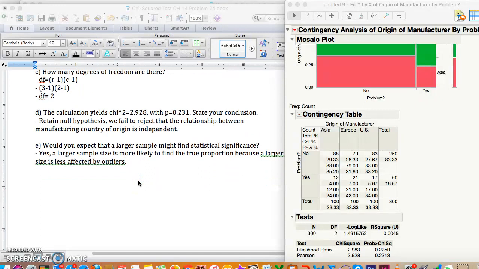So basically, the evidence points toward the null being true instead of the alternative. And would you expect a larger sample might find more statistical significance? Yes, because a larger sample size is more likely to find the true proportion, because a larger sample size is less affected by outliers and is closer to a normal distribution.